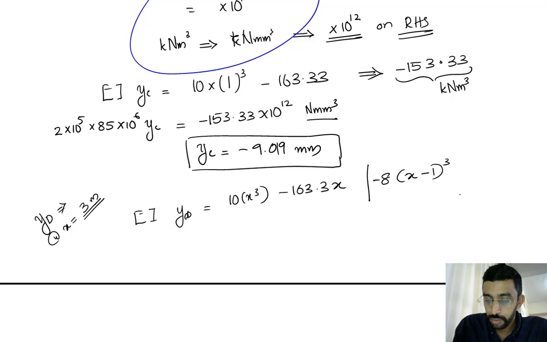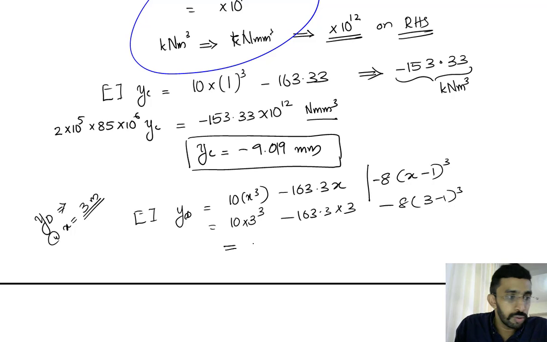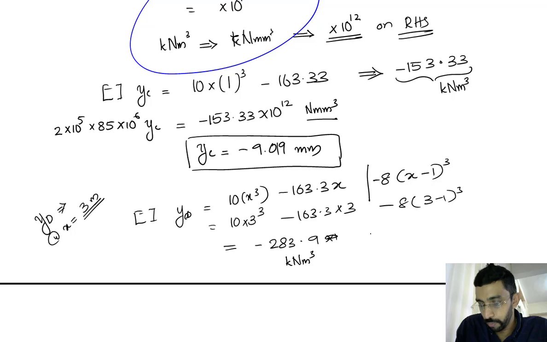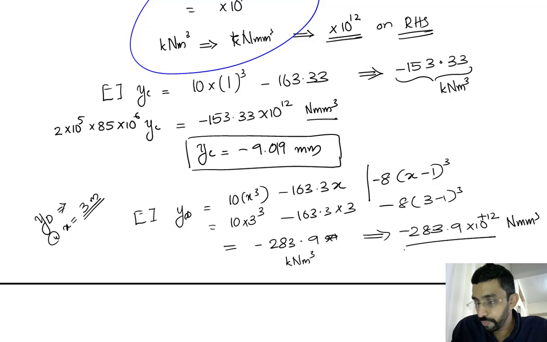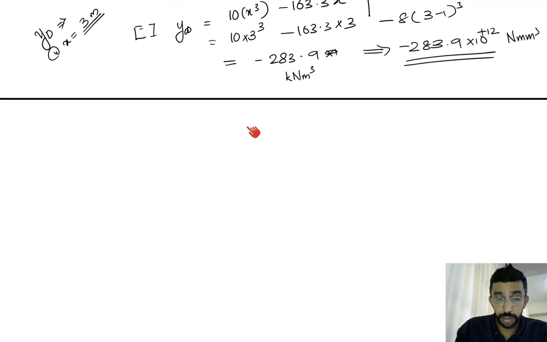So you solve this. You substitute x equal to 3 meters: 10 into 3 cube minus 163.3 into 3 minus 8 into (3 minus 1) the whole cube. You are going to get the value as minus 283.9 into 9, right? Whose unit is kilo Newton meter cube, which gives minus 283.9 into 10 power 12, with the unit Newton mm cube. Now you substitute the value of E and I and obtain the deflection equation at D.